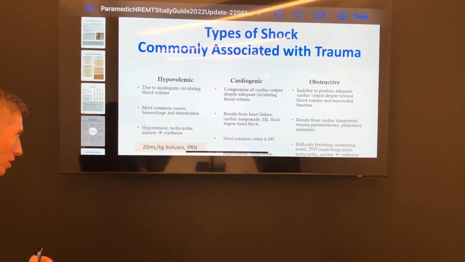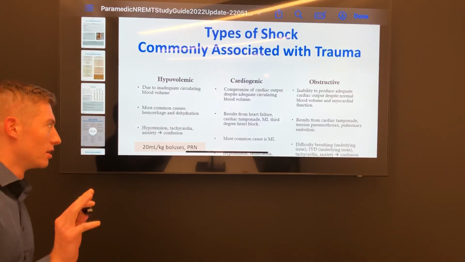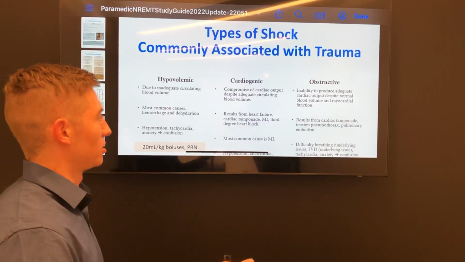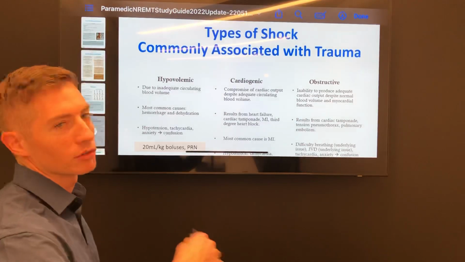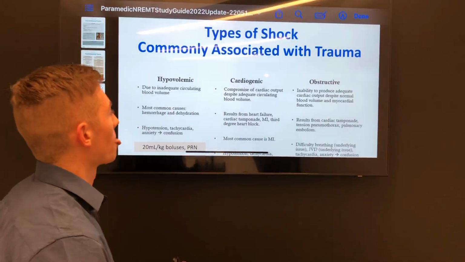Cardiogenic. Compromise of cardiac output despite adequate circulating blood volume. This is going to result from heart failure, cardiac tamponade, myocardial infarction, third-degree heart block. Most common cause is a myocardial infarction, death of muscle in the heart tissue, heart muscle death. That is what that would translate into from Latin.